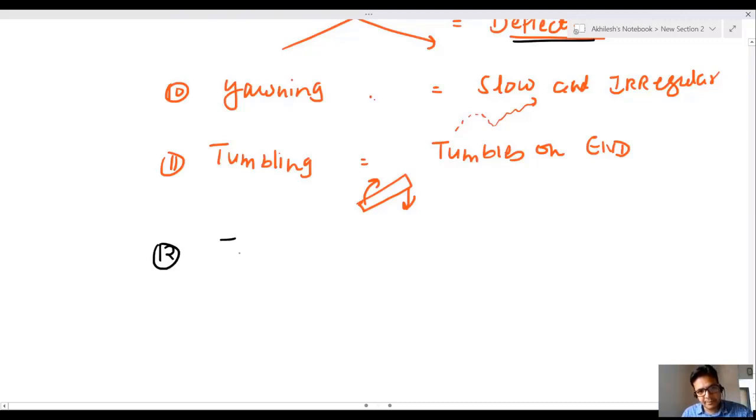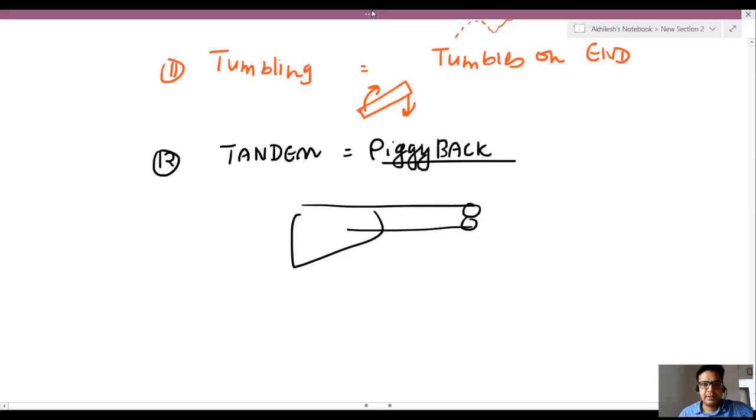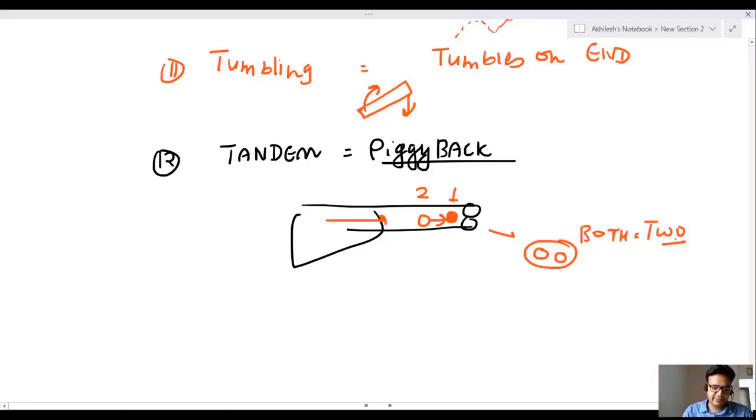And the last one is the tandem bullet. Friends, tandem bullet is also known as piggyback bullet. What is a tandem bullet? See, this is the first bullet, present here. The second bullet pushes the first bullet, so both bullets come out simultaneously. Two bullets coming out simultaneously is known as a tandem bullet. And also, what is a tandem cartridge?